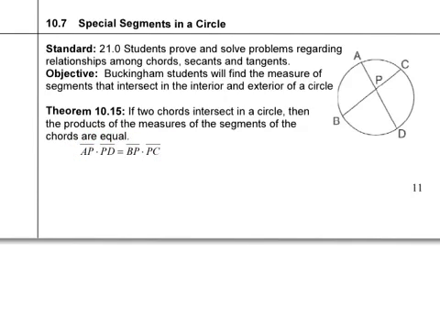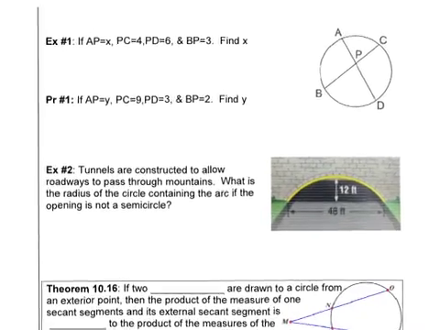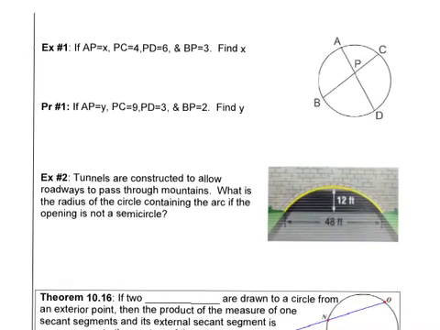But let's put it into some practice on the next problem, and you'll see a little bit better what that looks like. Okay, so right away here it says, if AP equals X, PC equals 4, PD equals 6, BP equals 3, find X. Okay, so we have the exact same picture as before, but now they're giving us some numbers.